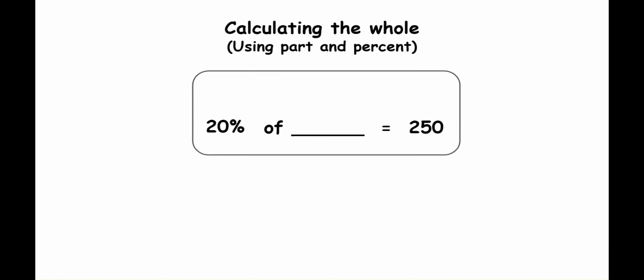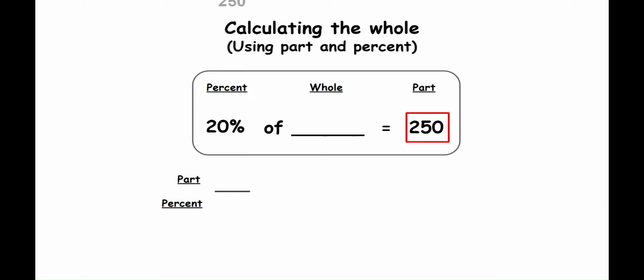Okay, let's try one more. In this example, we have 20% of a number is equal to 250. So we're going to use 20% and the part 250 to calculate the whole amount. Again, we need to divide the part by the percent. So we're going to take the part 250 and divide it by 20%. But we're going to first convert 20% into decimal form.